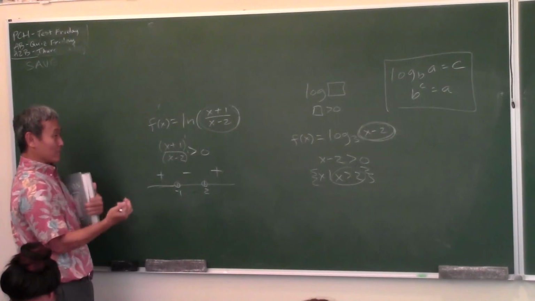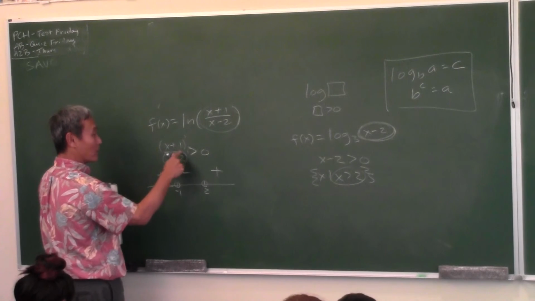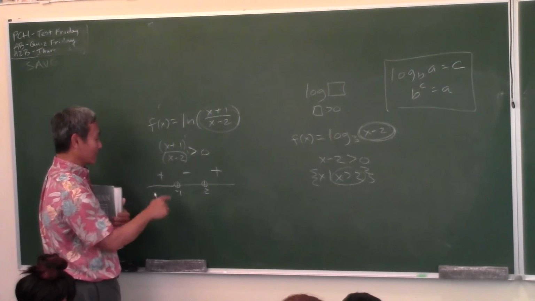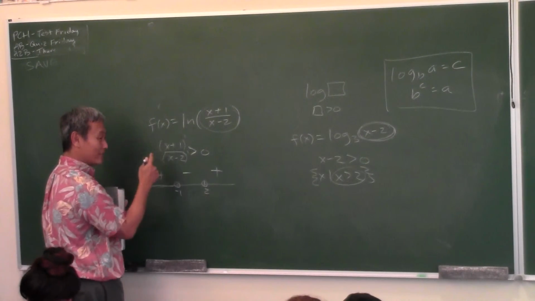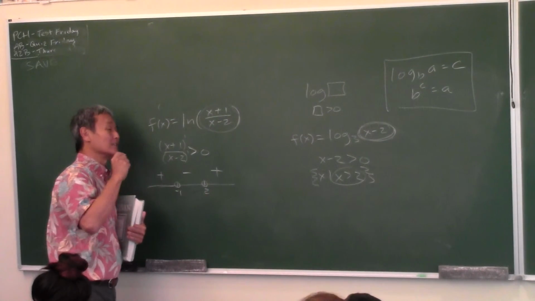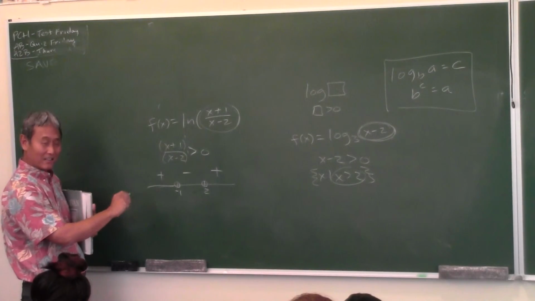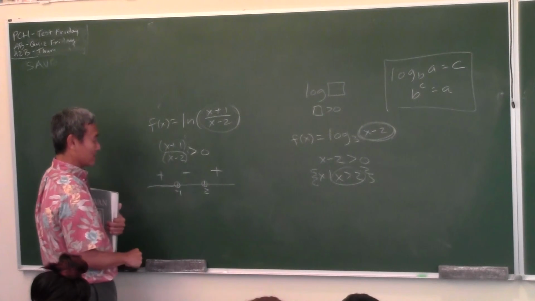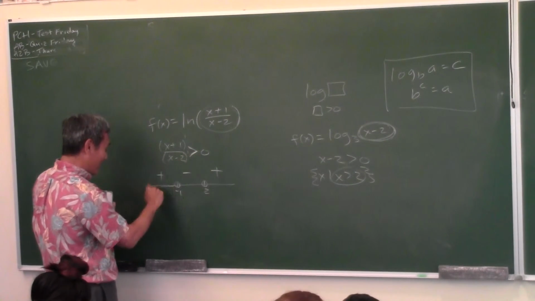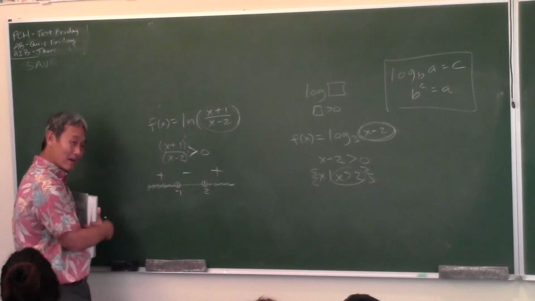Okay, then think of a number smaller than -1, like -2. Plug it in. -2 plus 1 is -1, right? -2 minus 2 is -4. Negative divided by negative is positive. Now, which one do I shade in? Because some of you on the last test got confused. Do I shade in the plus ones or the minus ones? Because if it's greater than, you shade in the plus ones. If it's less than, you shade in the minus ones.